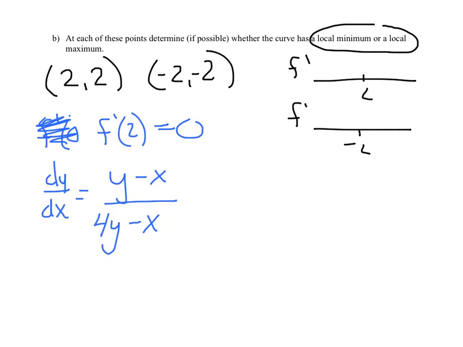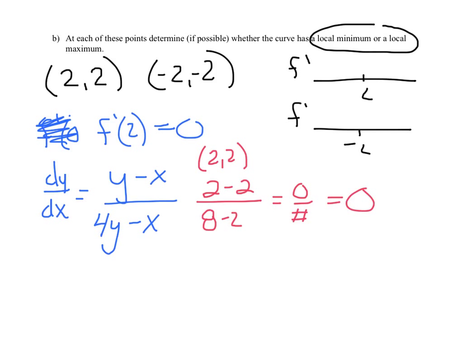Okay, and let's start with the point (2, 2). If I plug in (2, 2), do I have a slope of 0? Well, I've got 2 minus 2 all over 4 times 2 is 8 minus 2. I get 0 over who cares. I get a slope of 0. All right, so I know this is going to be a max or a min based off my second derivative test now.